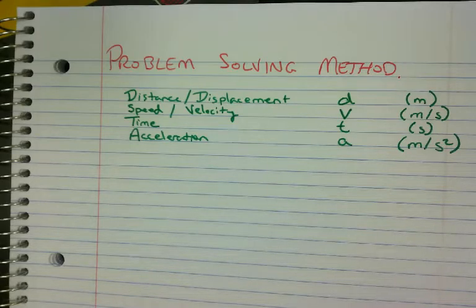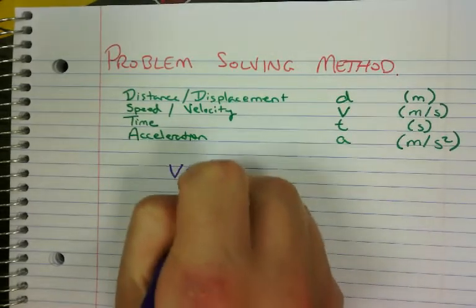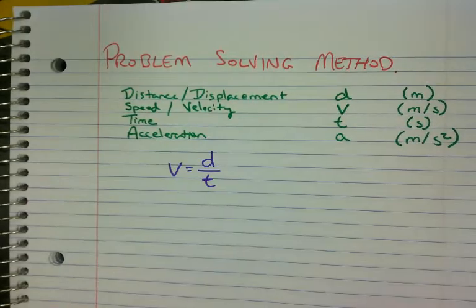Okay, let's talk about that for a second because that's a little bit weird. Why are the units of acceleration meters per second squared? Well, to explain that, we're going to have to look at the equations for velocity and acceleration. For the velocity equation that we're going to use, and in this class you do not have to memorize equations, I will always give them to you, velocity equals displacement divided by time. That's the velocity equation we're going to use.